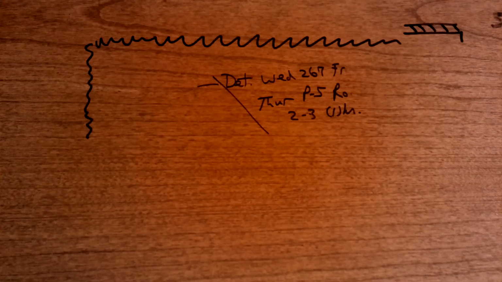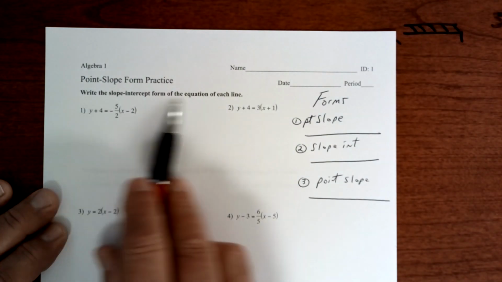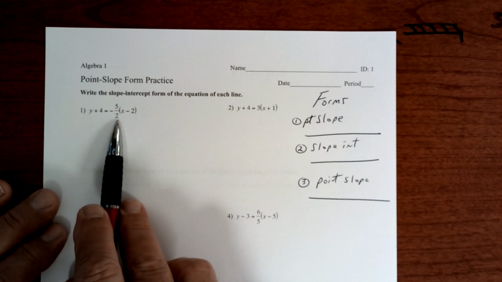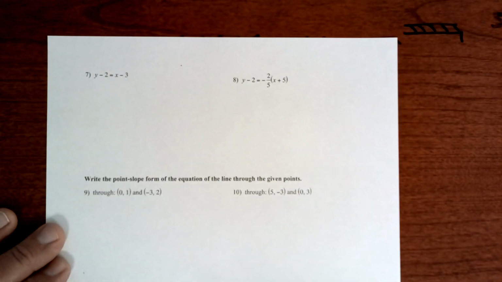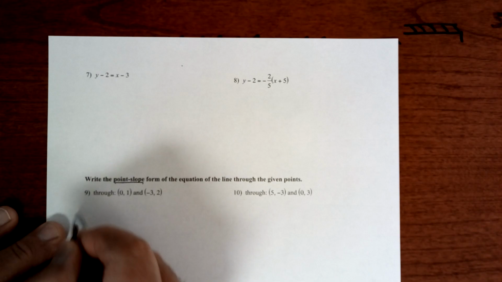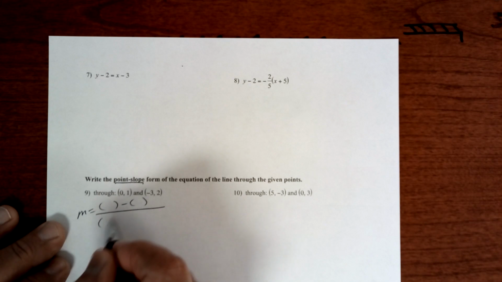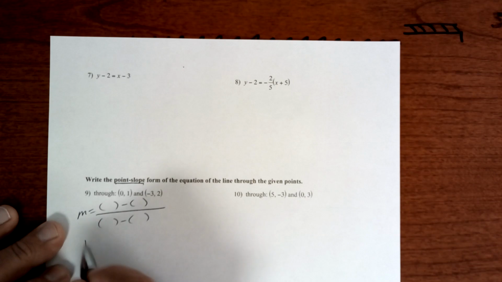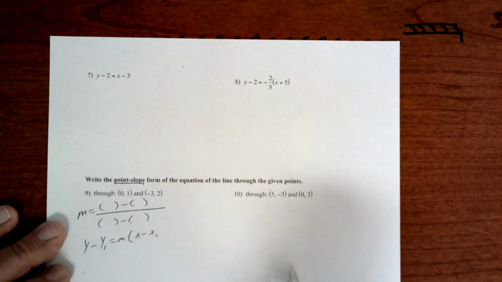And today's worksheet looks like this. Now this wants slope-intercept form. It's written in point slope. On the back side is what we just did right here, where you got to find the slope and then you got to use point slope. So this is what we just did on the board work.